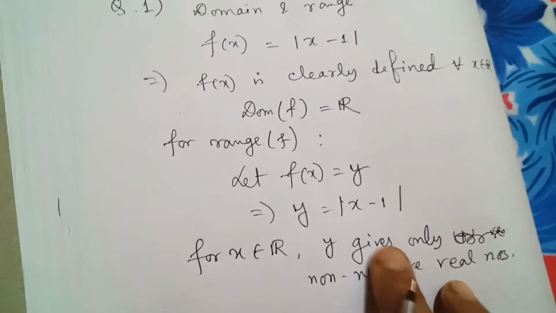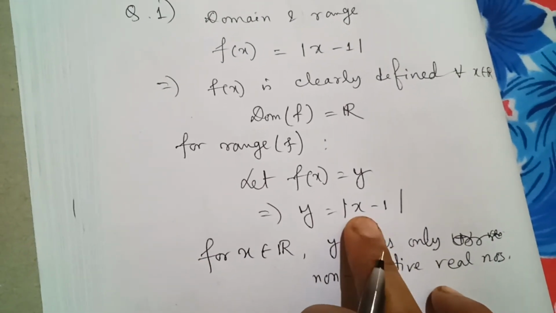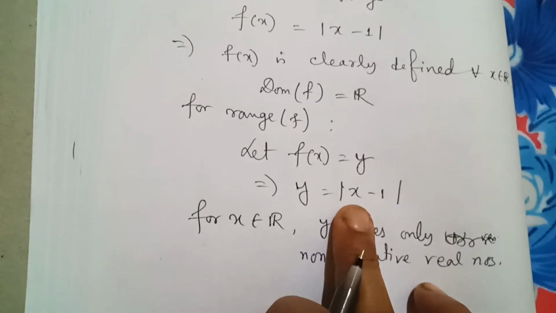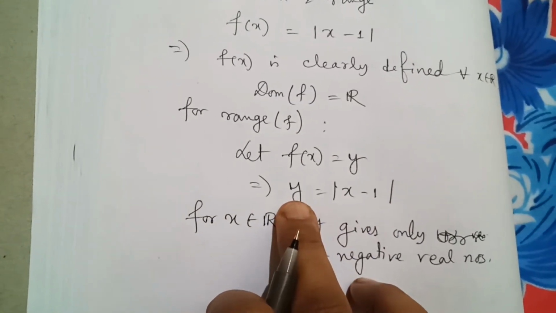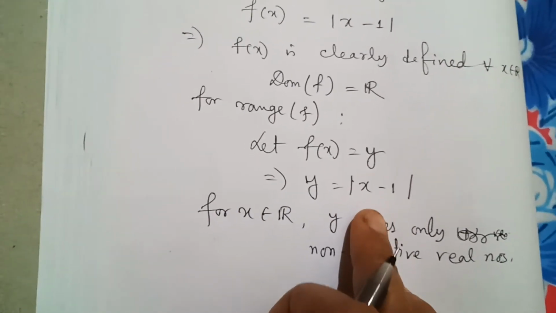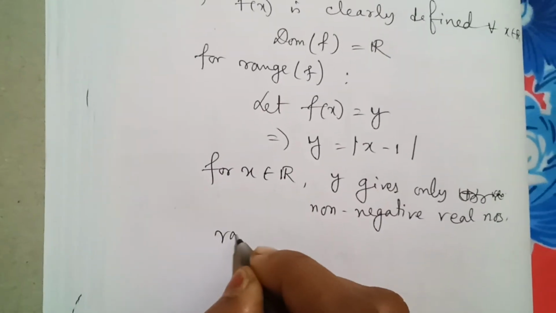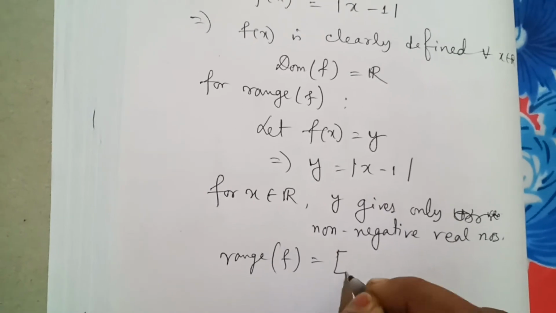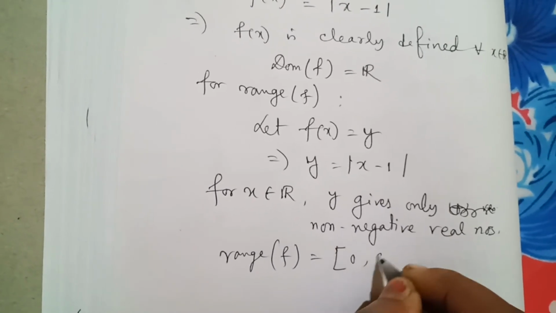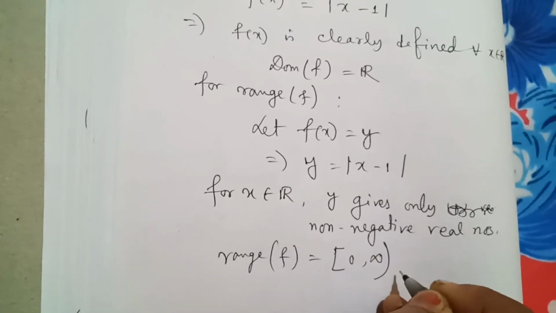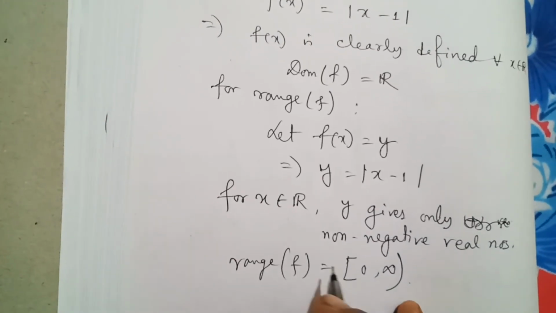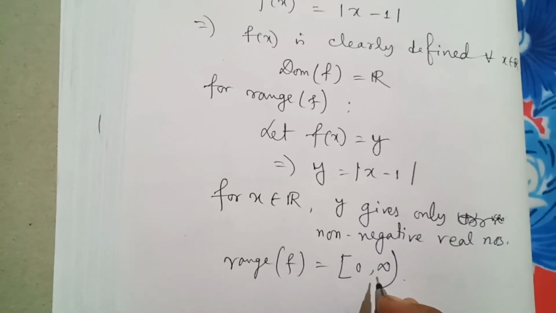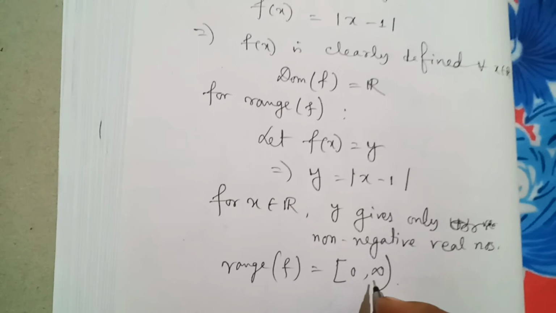Because whatever you take as x, either it will be 0 or positive. That means y's value can only be 0 or positive. So what will be its range? The range of f will start from 0. So 0 is closed, going to infinity. That means infinity is its final range.